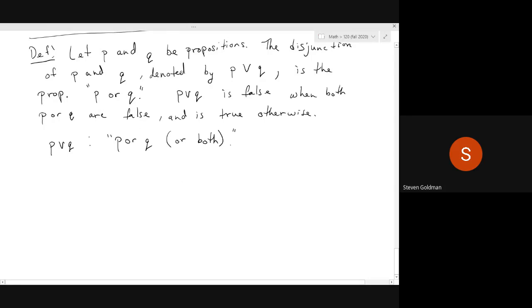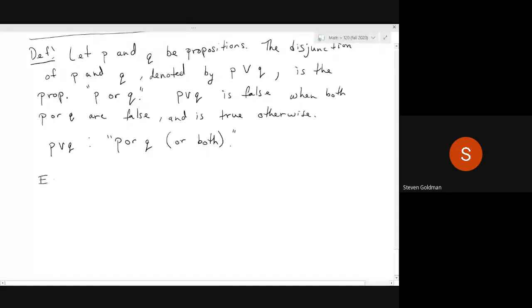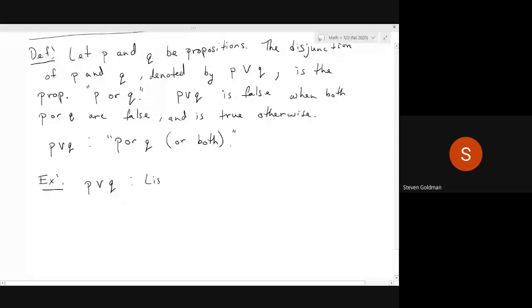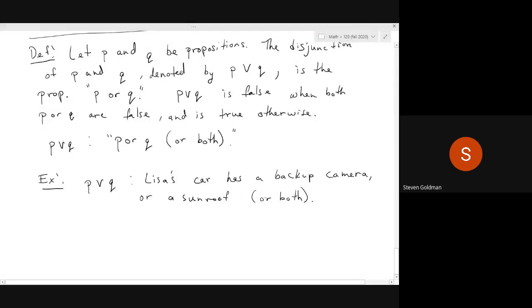Okay, so using the same P and Q as above, I could write the following disjunction. P or Q would be the sentence Lisa's car has a backup camera or a sunroof. And I'll write here in parentheses, or both. I'll write it this time, but most of the time we won't write it.